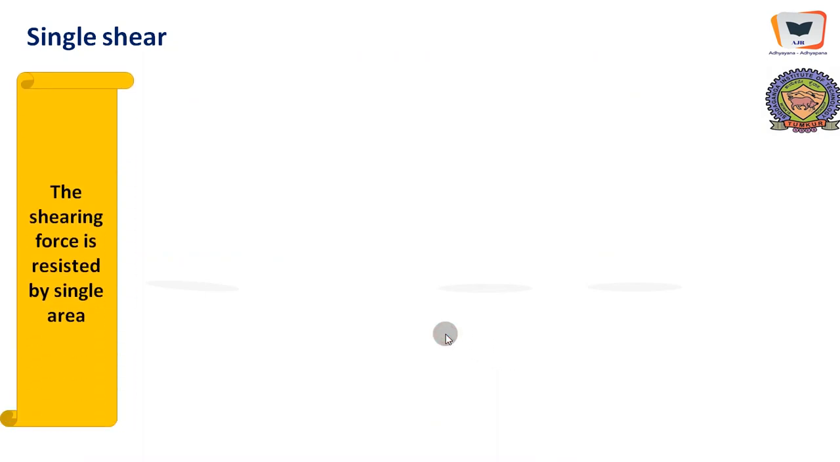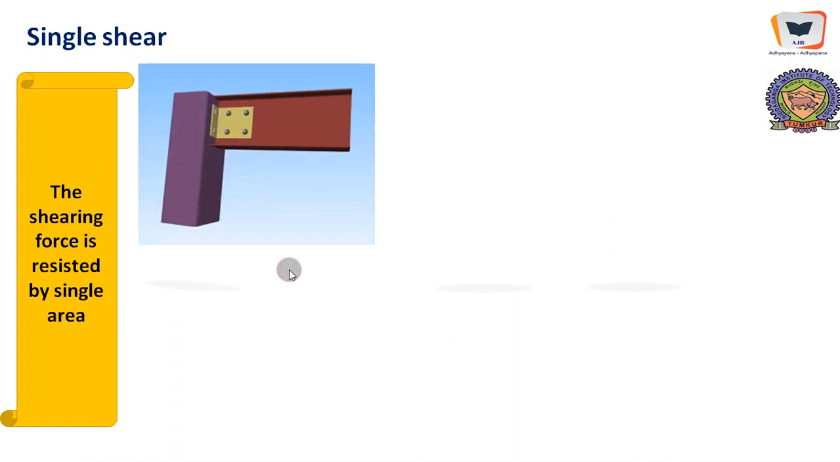And shear stress can be seen in two forms. It could be single shear or it could be double shear. In single shear, the shearing force is resisted by a single area or lone area of cross section. Here is a column, here is a beam which is getting attached due to this L-shaped fastener, and here is a rivet and here is a rivet. If the system breaks, these two, rivet number 1 and rivet number 2, will break into two pieces.